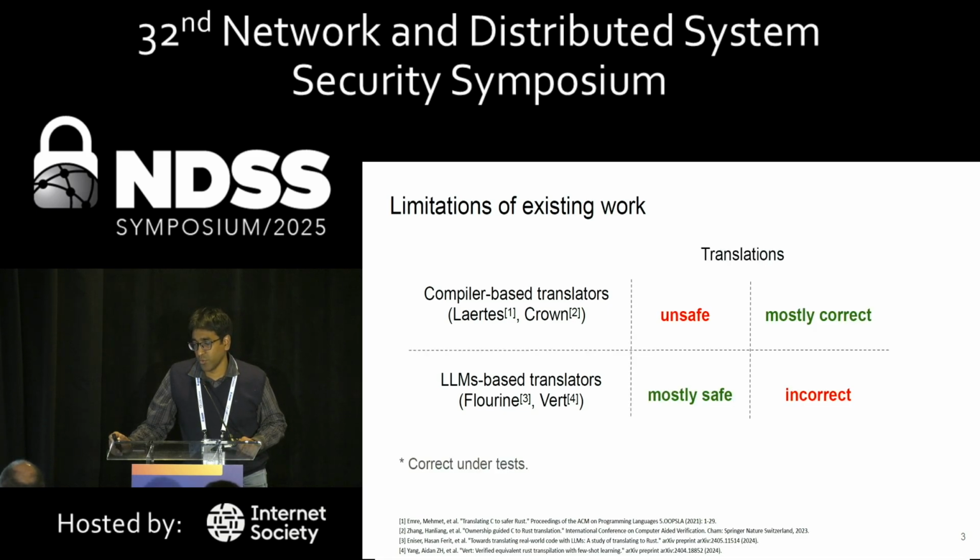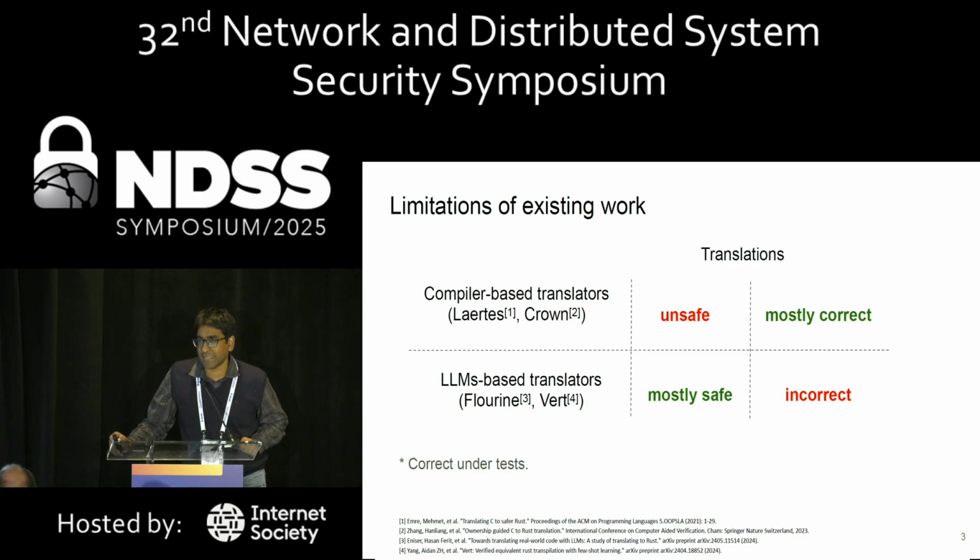Compiler-based tools largely end up producing unsafe code. A lot of the code remains in unsafe Rust, but it tends to have fairly good correctness, especially with respect to given test cases. Whereas LLM-based approaches end up being much more idiomatic, so they end up using mostly safe abstractions from Rust. But in the process of doing the translation, you end up getting a deviation from the original behavior of the program, so they're often incorrect when tested with test cases. There's more detailed evaluation on this in the paper; I won't stress this too much.